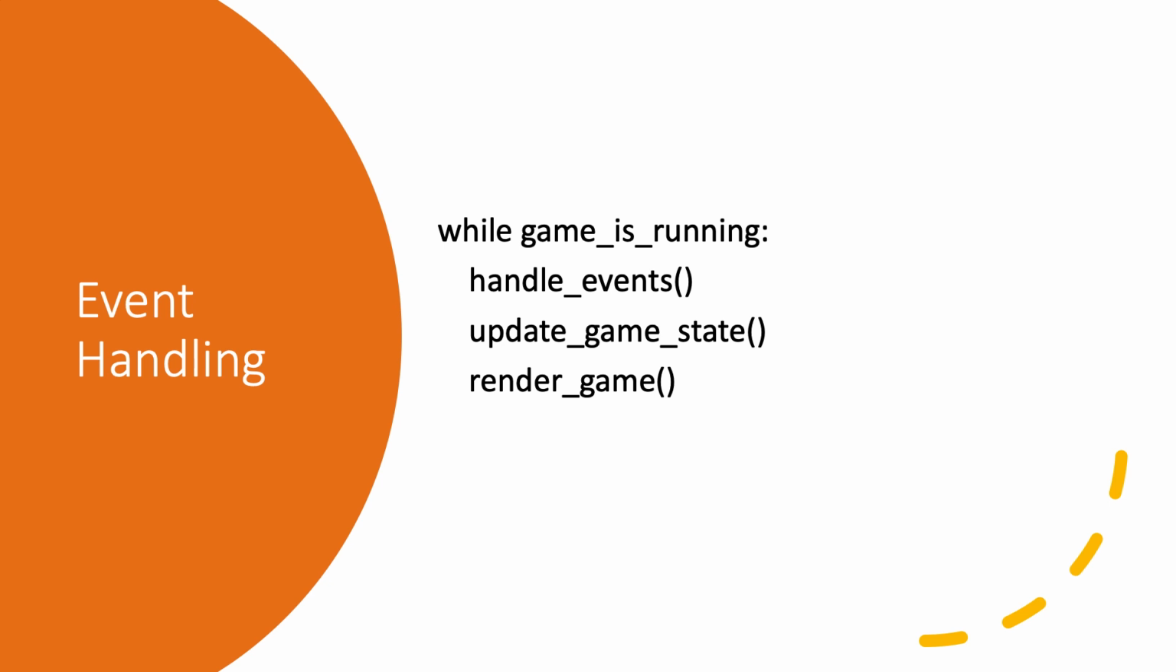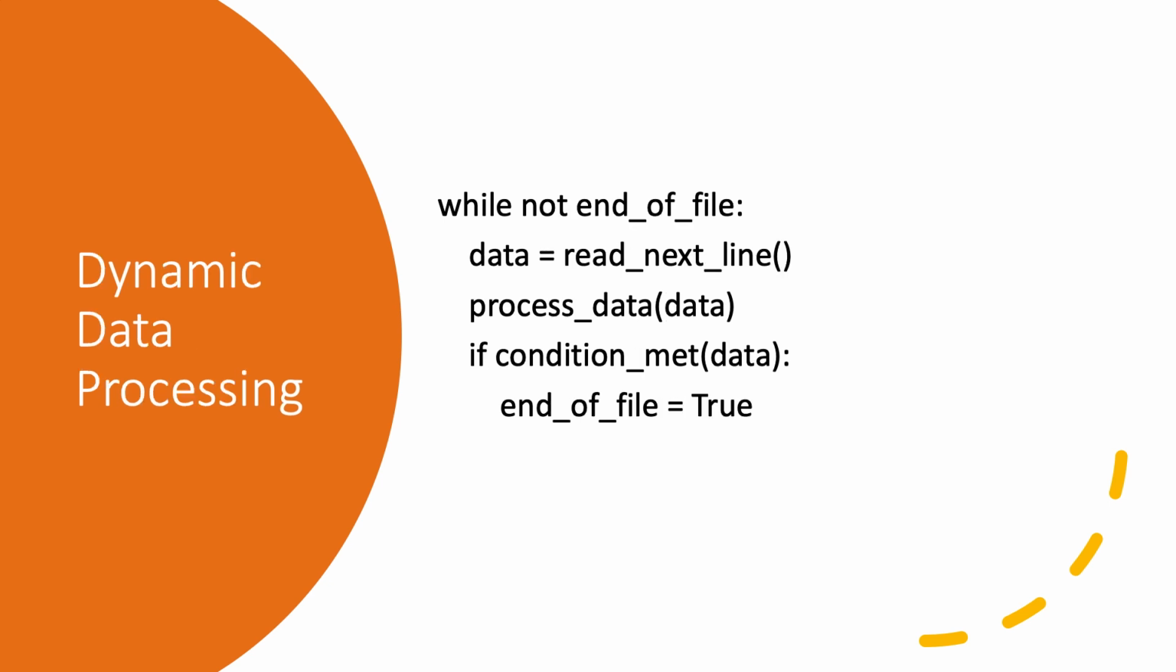This slide illustrates the concept of dynamic data processing using a while loop to read and process data until the end of the file is reached. The loop operates under the condition while not end of file, meaning it continues to run as long as the end of the file has not been encountered yet.